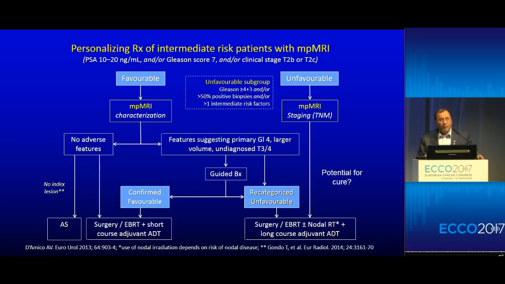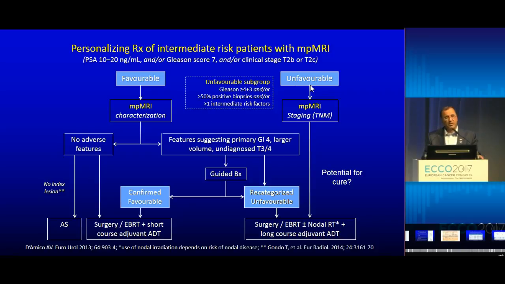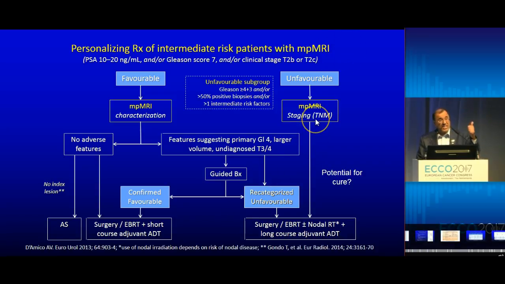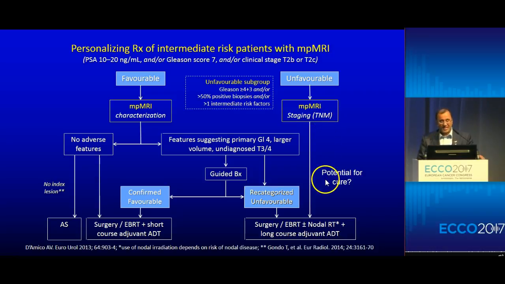So if you have unfavorable disease, depending on conventional criteria, the role of MRI is staging, with a view to curing the patient if possible. If it's unfavorable, then the role of MRI is to stage, TNM. Potential for cure, yes or no. Get the surgery, get the external beam radiotherapy, whatever you need to do, dissect the lymph nodes and do adjuvant therapy for as long as is needed, depending on the patient's risk of nodal disease.